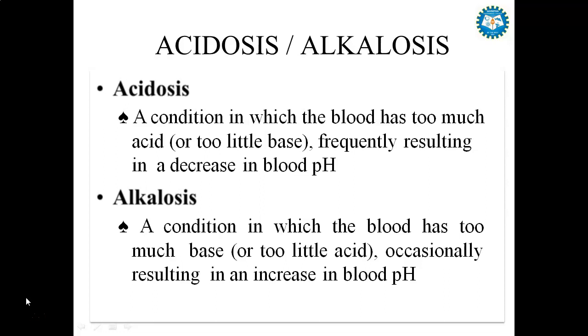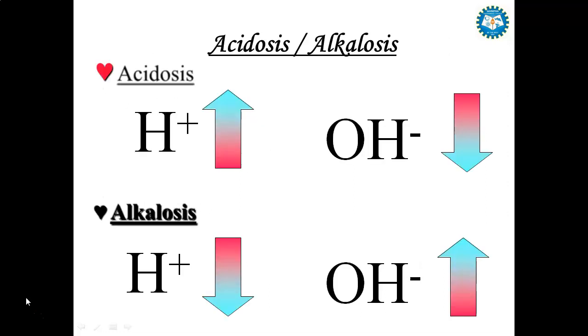For acidosis and alkalosis, what is acidosis? A condition in which the blood has too much acid, frequently resulting in a decrease in blood pH. Alkalosis is a condition in which the blood has too much base, resulting in an increase in blood pH. So what actually happens? If it is acidosis, the hydrogen ion increases and the OH- ion decreases. Whereas for alkalosis, the hydrogen ion decreases and OH- increases.